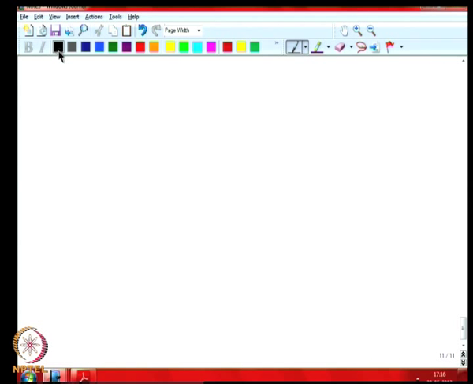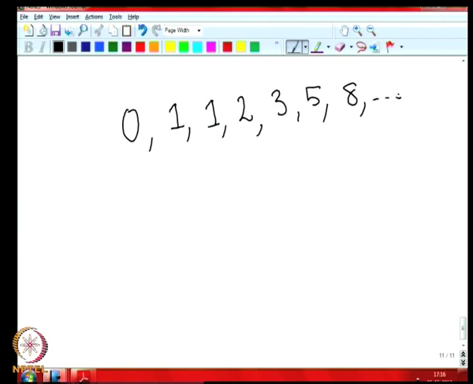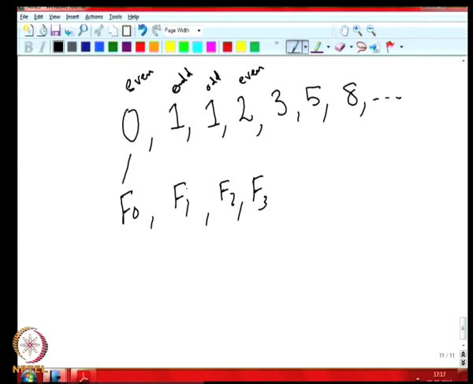For instance, for the Fibonacci numbers, you start with 0, then f1 is 1, f2 is 1, f3 is 2, then next is 3, next is 5, next is 8, and so on. So this is f0, this is f1, this is f2, f3, and so on. Here is an even number, here is an odd number, here is an odd number, here is an even number, right.